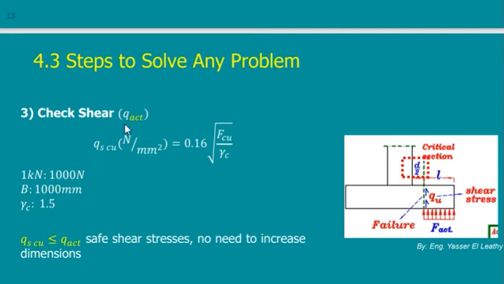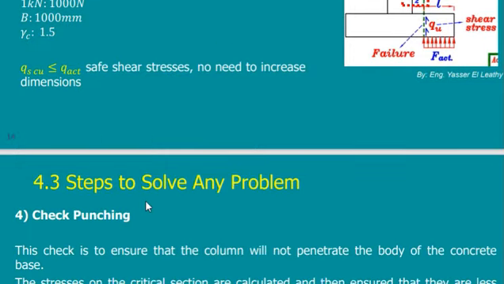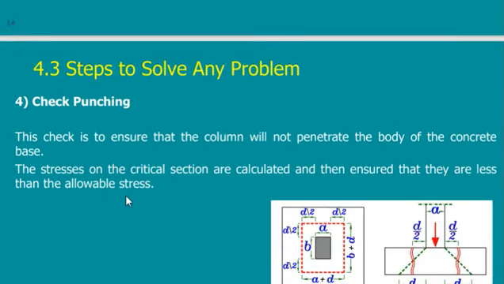So this is, I think, the equation for the allowable, and I compare both together. If I am below, then I am okay. Now I go to check punching.